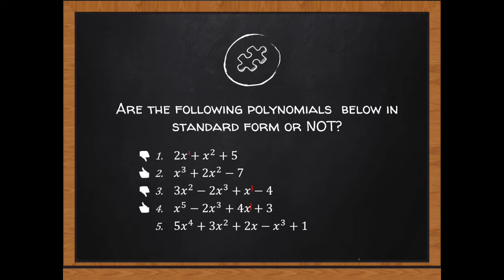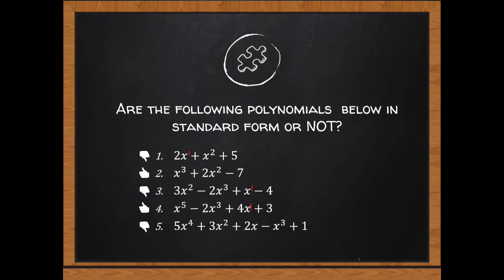Next, 5x to the 4th power plus 3x squared plus 2x minus x cubed plus 1. Is it in standard form or not? Uh-oh, so it's thumbs down. Bakit? Naligaw po si x cubed. Okay na sana, ngayon pala may humabol na x cubed. So, 4, and then dapat it's cubed, and then x squared, and then the x, and then the constant. Yun dapat ang standard form. But since hindi po naka-arrange ng maayos ang mga terms, the polynomial it's not in its standard form.